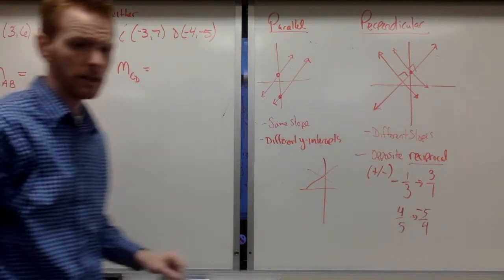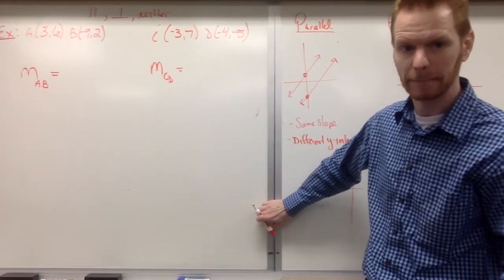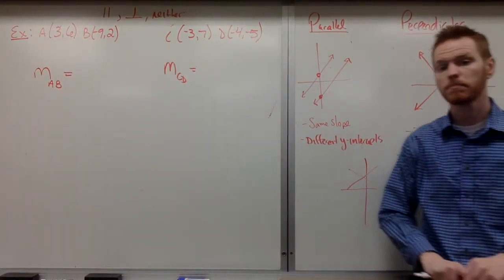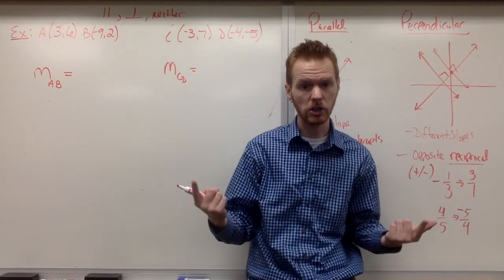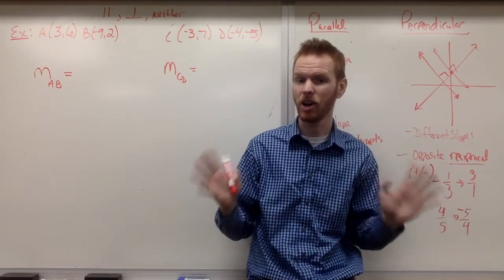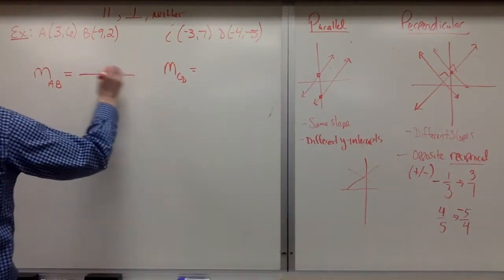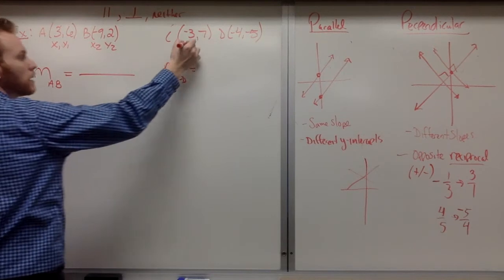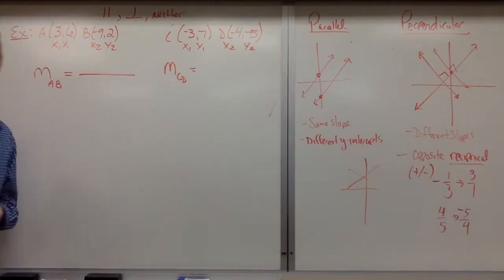Okay? Now I want to figure out if these two lines are parallel, perpendicular, or neither. Remember, I'm just giving you the points that are on each line, but that's enough information. All I need is the slopes. Okay, once again, go ahead. I'm going to mark both of them just to save some time.